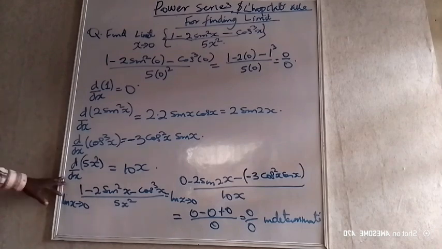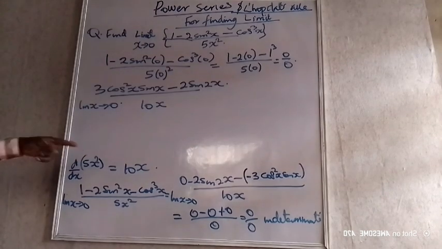Now in rearranging, we have the limit as x tends to 0 of 1 minus 2 sine square x minus cos cube x over 5x squared, which is the same thing as 0 minus 2 sine 2x minus 3 cos square x sine x over 10x. You realize that everything is still equal to 0 over 0, indeterminate, which means that we will need to carry out further differentiation on our answer. Let's do that.